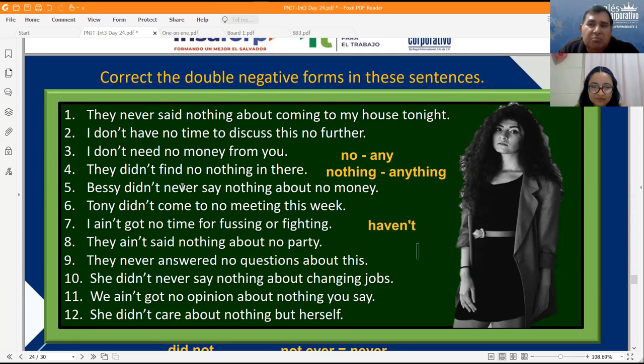We didn't find any money, okay? So, no, nothing is three negatives, one, two, three, and obviously eliminate this negative. They didn't find anything in there. Because in this sentence, we don't have a noun. Exactly. Right. Okay. Well, I let you go so that you may do your homework.